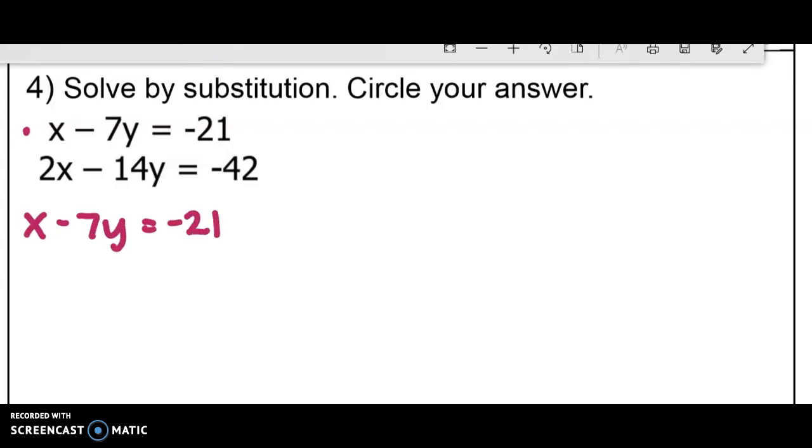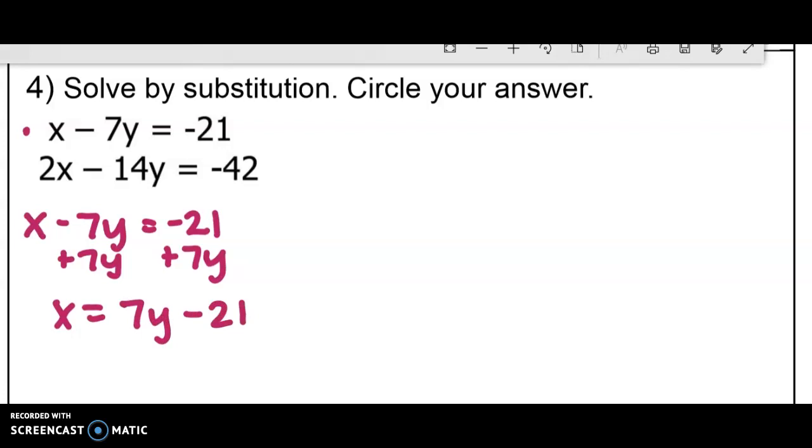So to get it by itself, I would need to get the negative 7y moved. So to move it to the other side, I'm going to do the opposite. That means I'm going to add 7y to both sides. So we have x equals 7y minus 21. Now what that does is I now have that x is the same thing as 7y minus 21. That means instead of x in the other equation, I can plug in 7y minus 21.